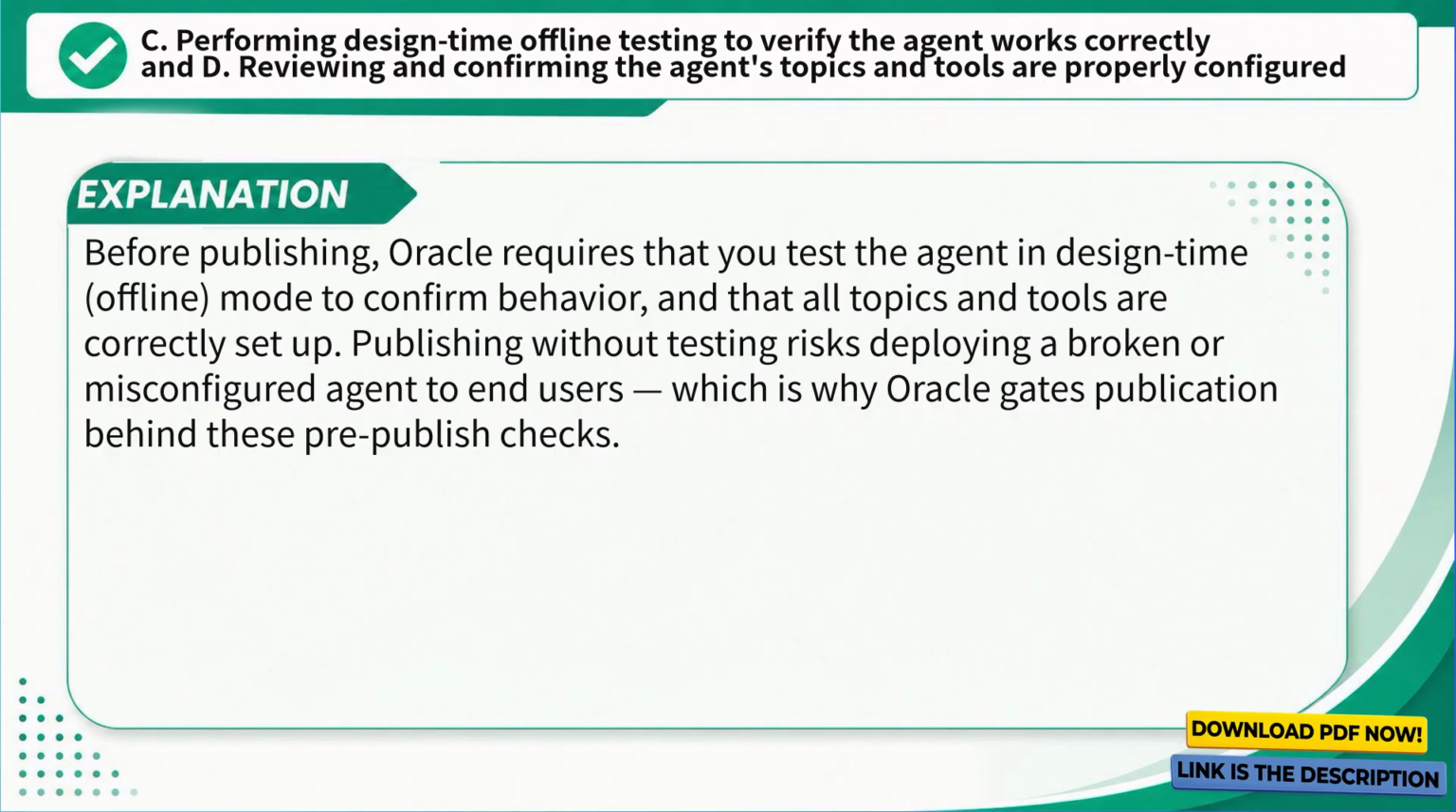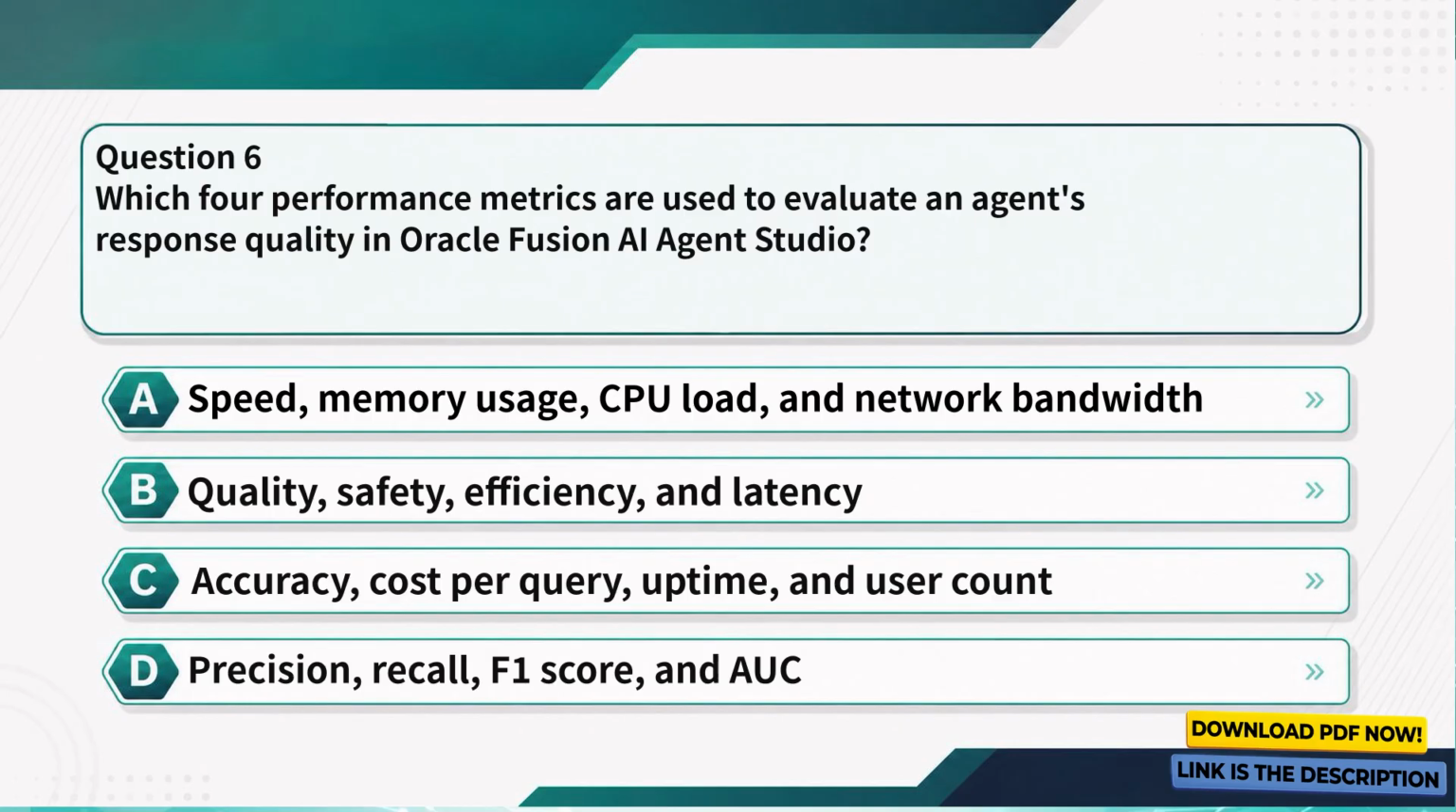Explanation. Before publishing, Oracle requires that you test the agent in design time, offline mode to confirm behavior, and that all topics and tools are correctly set up. Publishing without testing risks deploying a broken or misconfigured agent to end users, which is why Oracle gates publication behind these pre-publish checks.